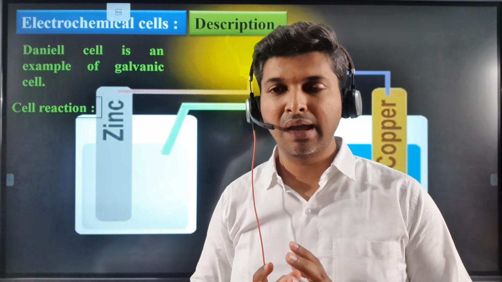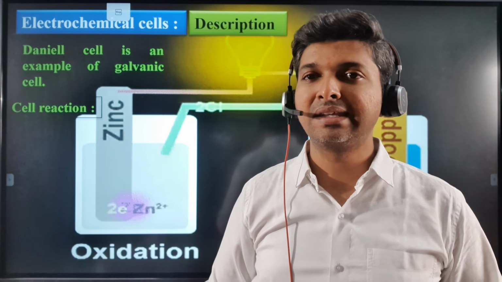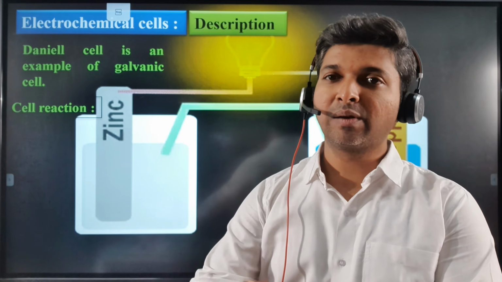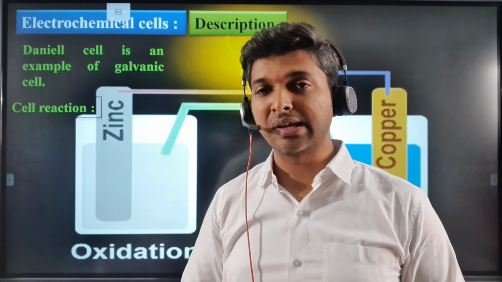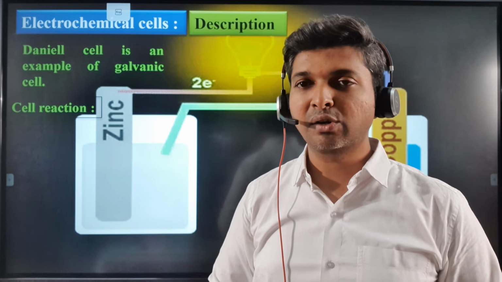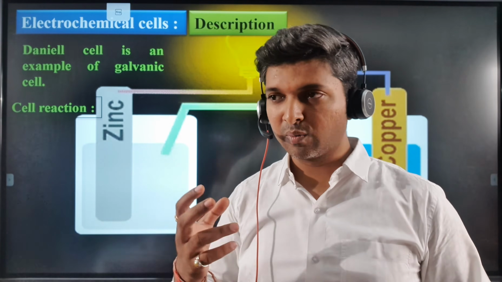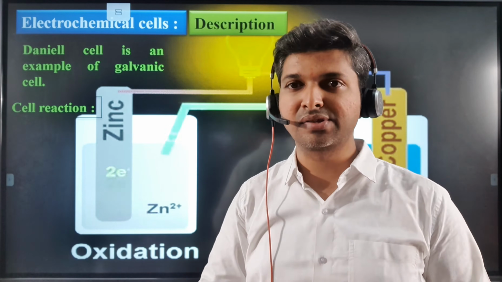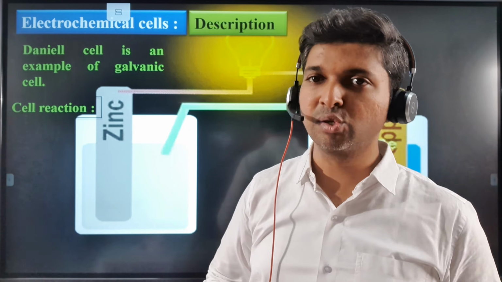I'm Mr. Soen Chutke, helping you today with Daniel cell. Now, Daniel cell is a type of galvanic cells. So friends, we have earlier seen in the earlier parts of electrochemistry that there are two kinds of cells. One are those cells which produce electricity, and the other kind of cells are those which consume electricity.